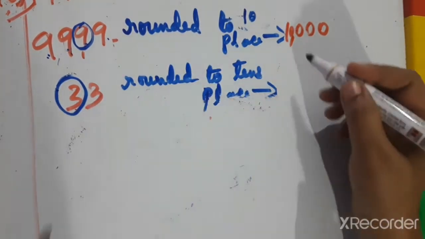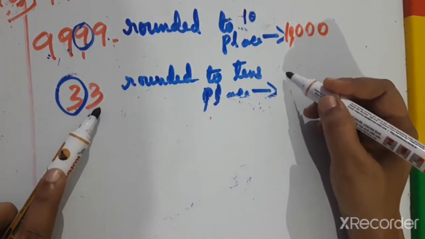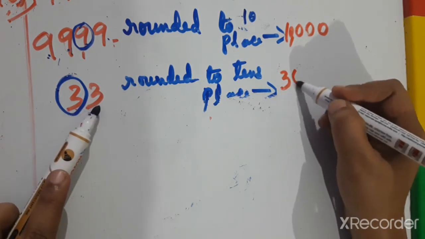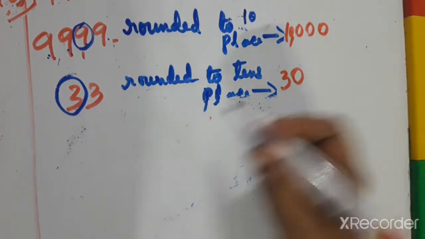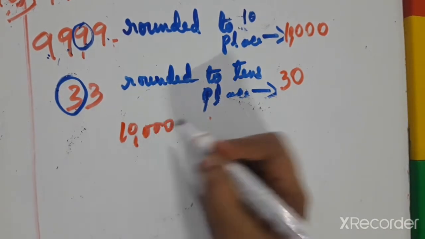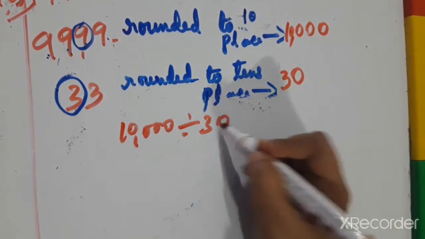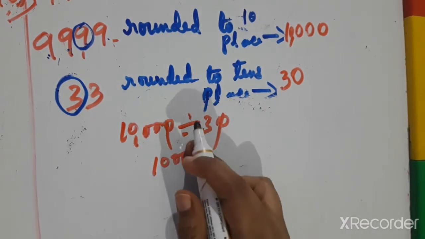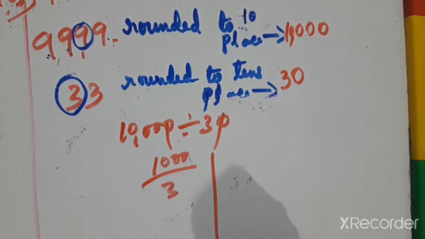And 33. The 3 we are rounding. The next number is less than 5, so he can't get any help. But once the door knocks, 3 becomes 0. So for 10,000, the new number is 10,000 divided by 30. The zeros cancel. So 10,000 by 3, that we have to divide and check.